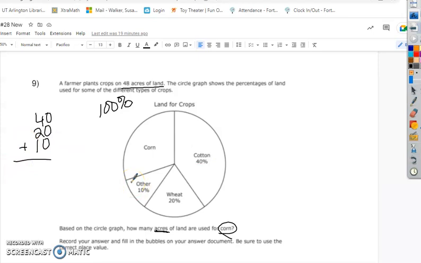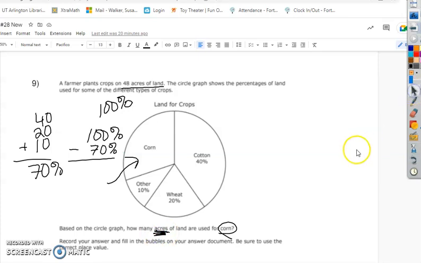And hopefully you're getting 70 or 70%. Oops, my bad. The rest of these are 70. Now, our job is to figure out what's left, right? 100%, and I'm going to take away 70%. Whatever I get, that goes right here. That's not your answer. The answer does not ask for the percent. It says how many acres. So remember, you change the percent to a decimal and multiply.